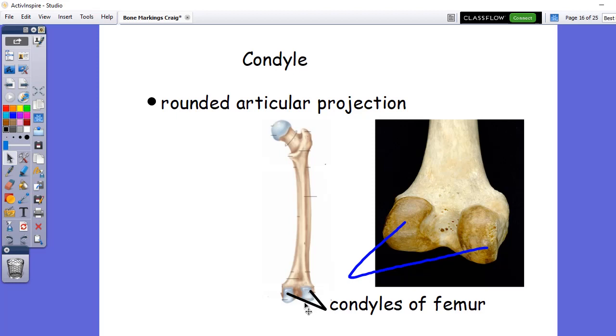This is how you are going to bend your knee, because those condyles are going to make a connection with the tibia, and it will allow you to hinge your knee back and forth. You also have condyles at the end of every metacarpal and metatarsal. So where your finger meets your palm, that is also a condyle, or where your toe meets the middle part of your foot, that is also going to be technically called a condyle.